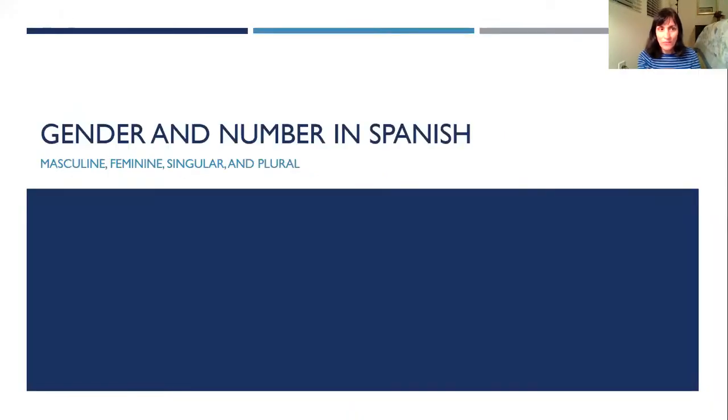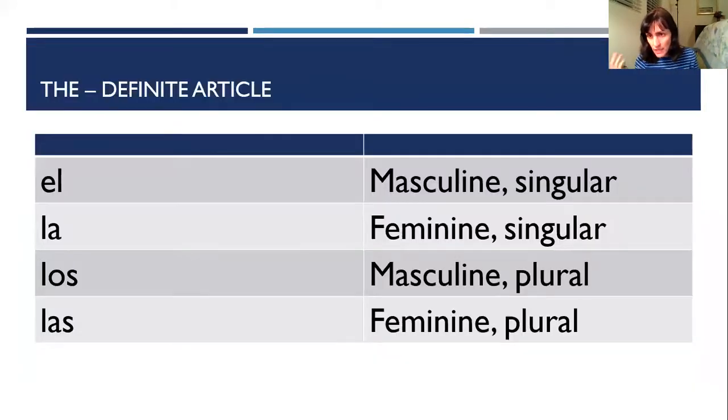Okay, so a noun in Spanish is either masculine or feminine, singular or plural. And the best way to identify its gender and its number is to look at the article that comes before it. So an article is just a noun marker. They're either definite or indefinite. In English, the definite article is the, like the book.